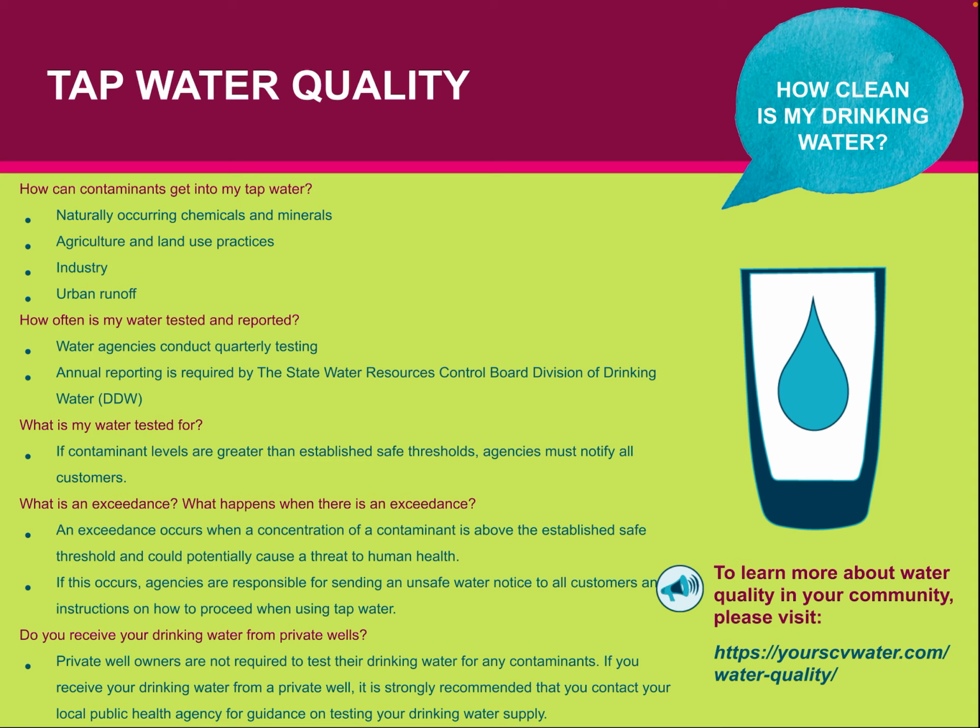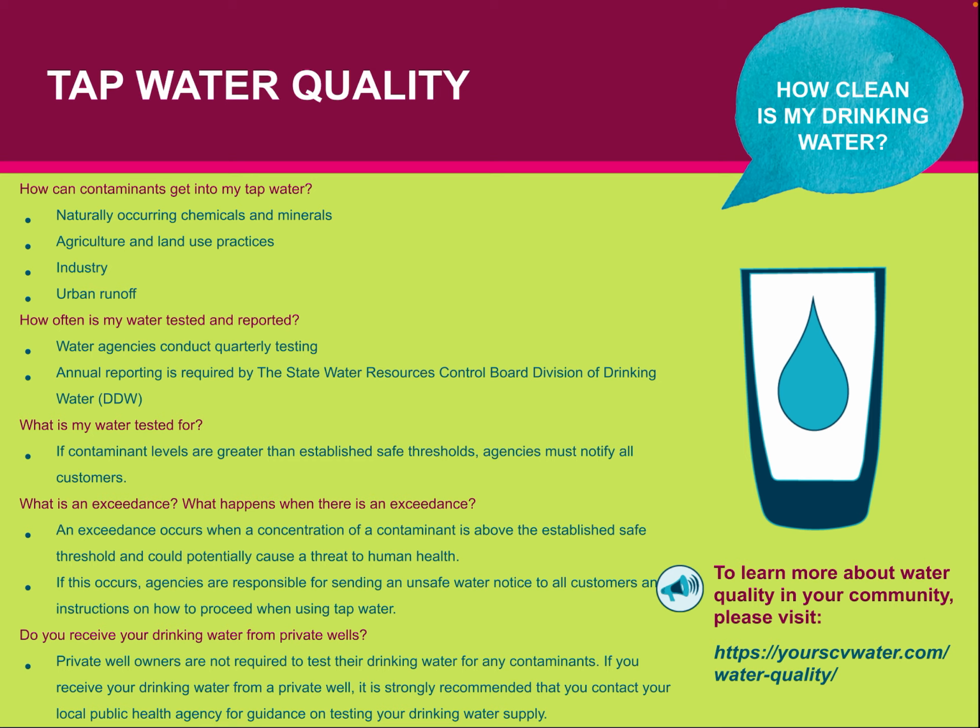Then you wonder, well, how often is my water tested and reported? Water agencies conduct quarterly testing, and the annual reporting is required by the State Water Resources Control Board Division of Drinking Water, or the DDW. So the water agencies conduct quarterly testing, meaning about every 3 months on their tap water. And then what is the water tested for? If contaminant levels are greater than the established safe thresholds, agencies must notify all customers.